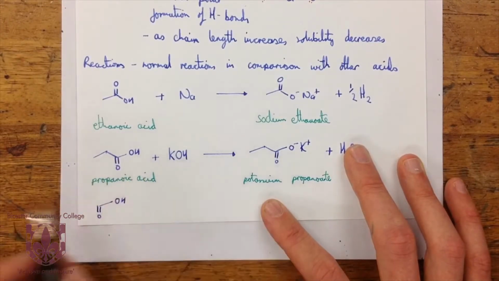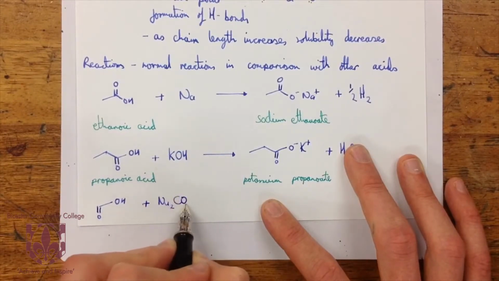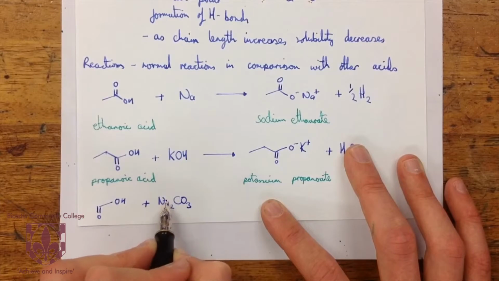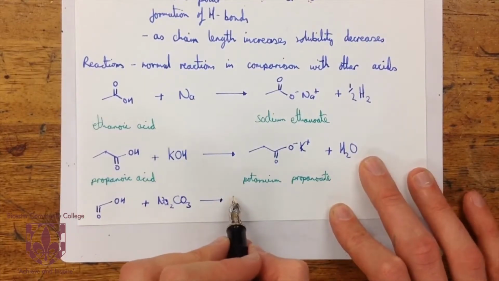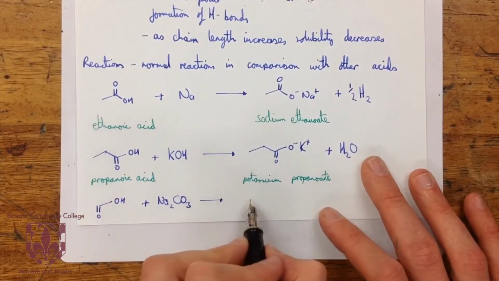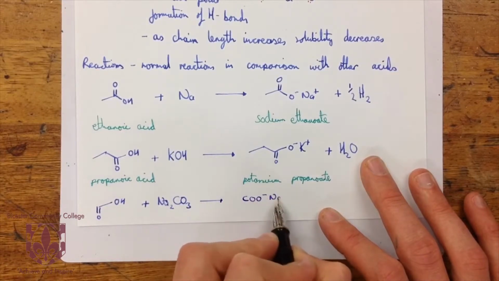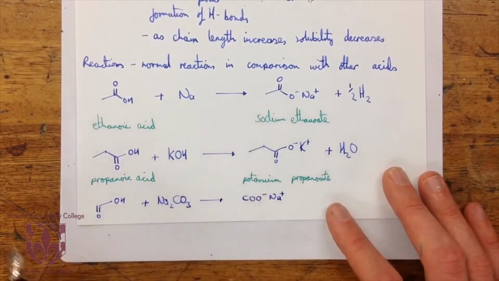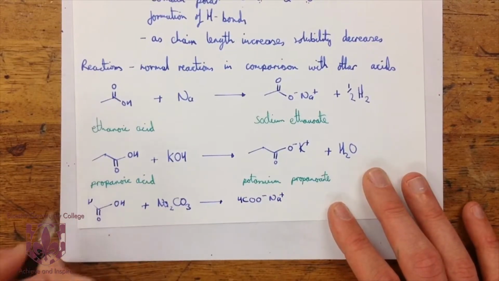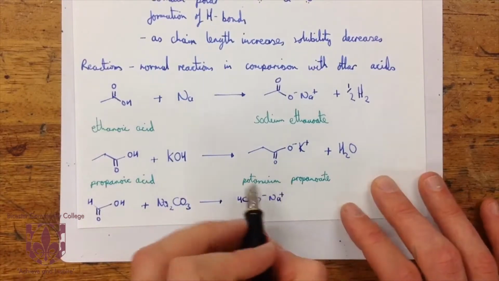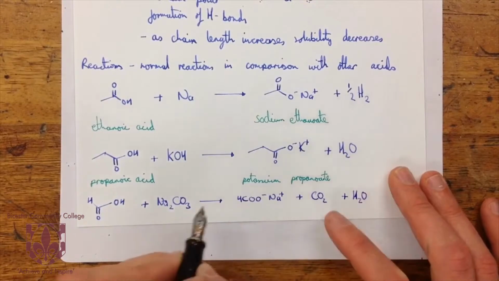Just think, yeah, that's balanced. Okay, so methanoic acid. Let's do it with sodium carbonate, Na2CO3. Obviously, CO3 is a 2- ion. Na is +1. Okay, so we get COO- and Na+. H, COO-. That should be H there as well. And carbon dioxide and water.